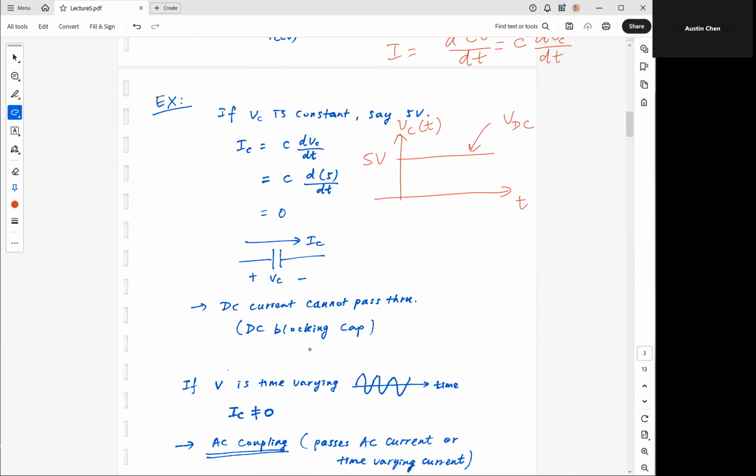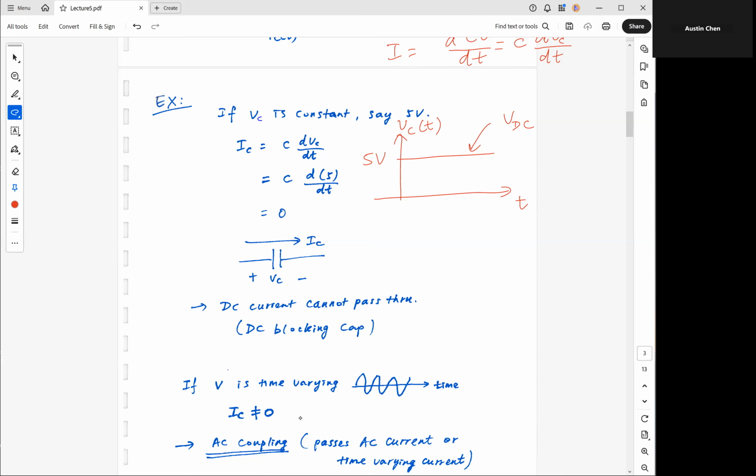So if the voltage that I apply across this capacitor is no longer a constant, so let's say this voltage is time varying, it goes up and down with respect to time. That's what time varying means, it varies with respect to time. In such a case, if you revisit this term over here, dVc over dt is no longer equal to 0, because we are no longer taking the derivative of a constant. We're taking the derivative of this time varying signal. So in such a case, we know that Ic is not equal to 0.